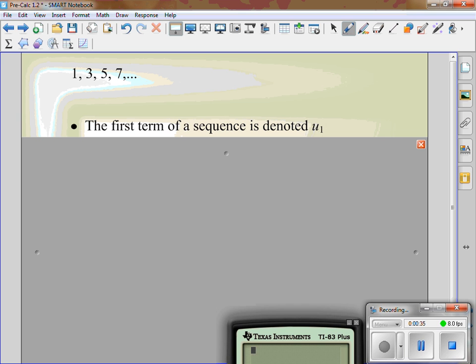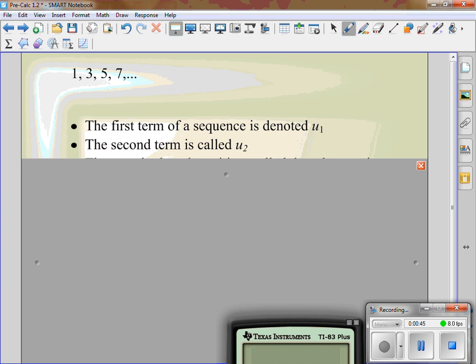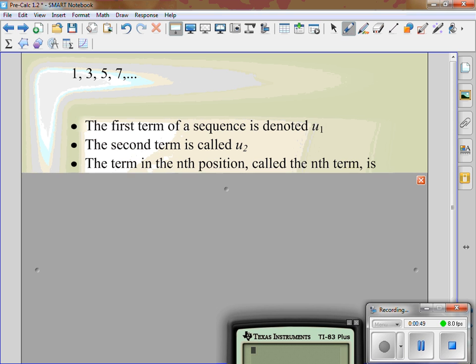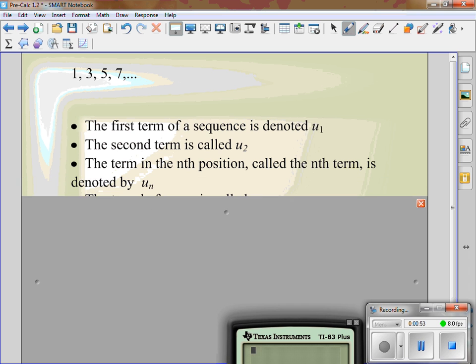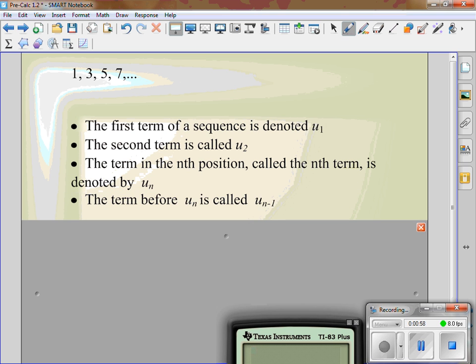The first term of the sequence is denoted u sub 1. The first term we call u sub 1. The second term we call u sub 2. The term in the nth position is called u sub n. The term before u sub n is called u sub n minus 1.